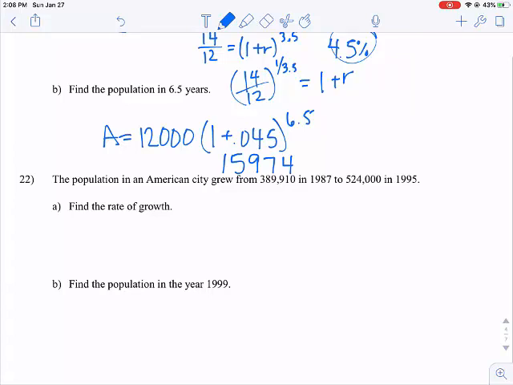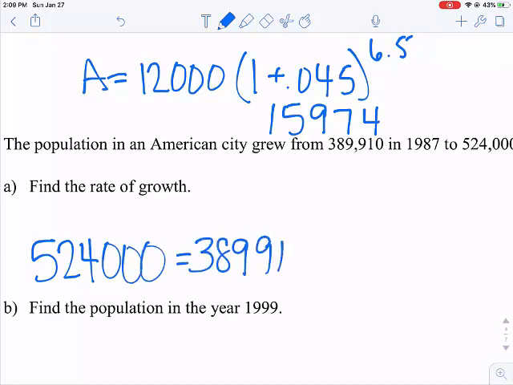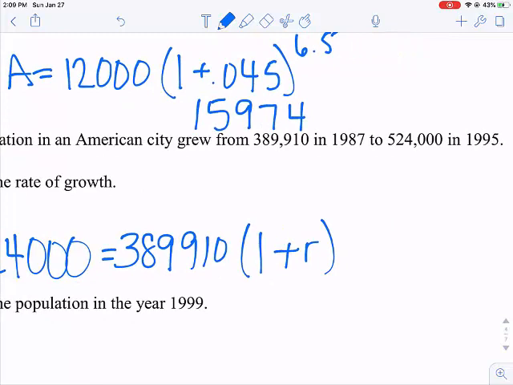The population in an American city grew from 389,910 in 1987 to 524,000 in 1995. Find the rate. So since it ended at 524,000, but it started at 389,910, I'm going to have 1 plus r to the power of, and I have to figure out how many years have passed. And so if I look at this as my initial year, I have 88, 89, 90, 91, 92, 93, 94, 95. So that's 8 years.